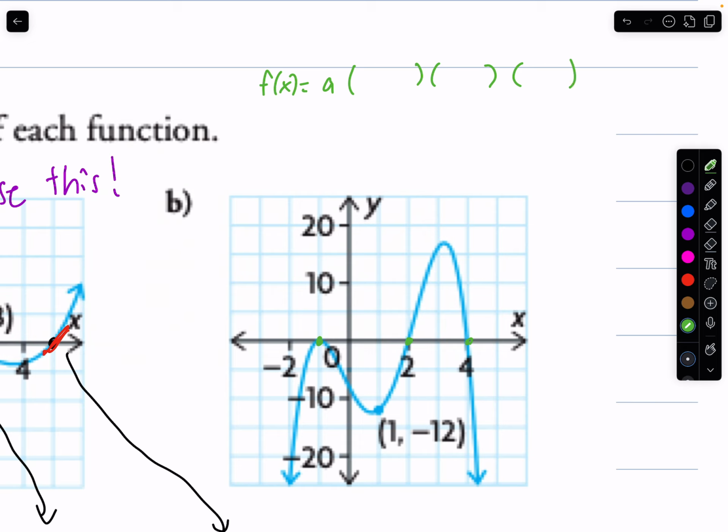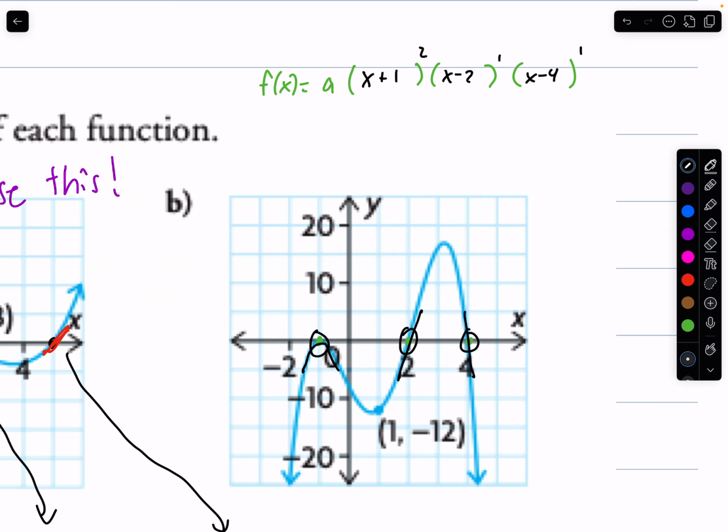Now when I look at these x-intercepts, I know that this is going to be x plus 1 for the first guy. For the second guy, it's going to be x minus 2. And for the third guy, it's going to be x minus 4. But I also need to know what degree it is. If I look at this, I have a bounce, so therefore it's 2. Here I have a straight, and here I have a straight, so these are both 1.